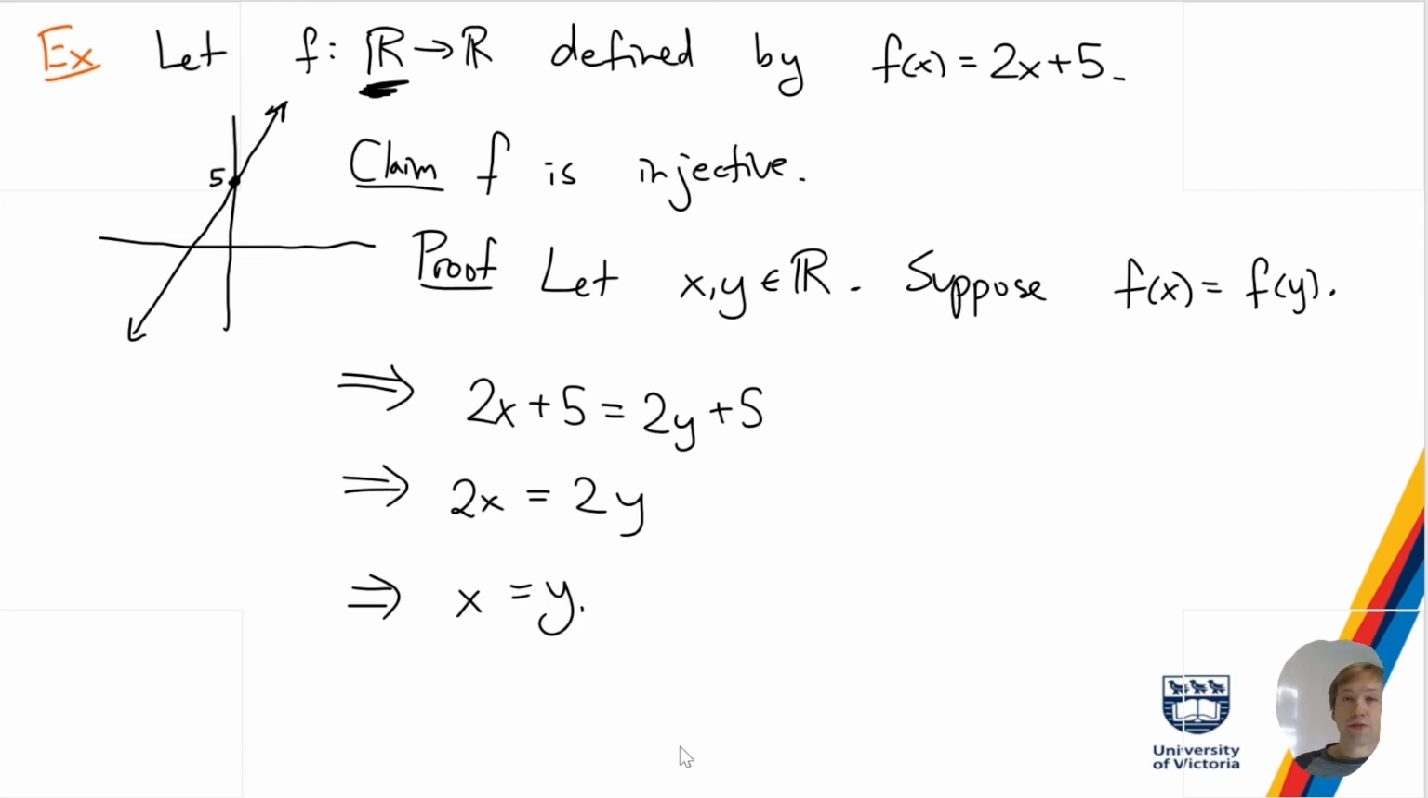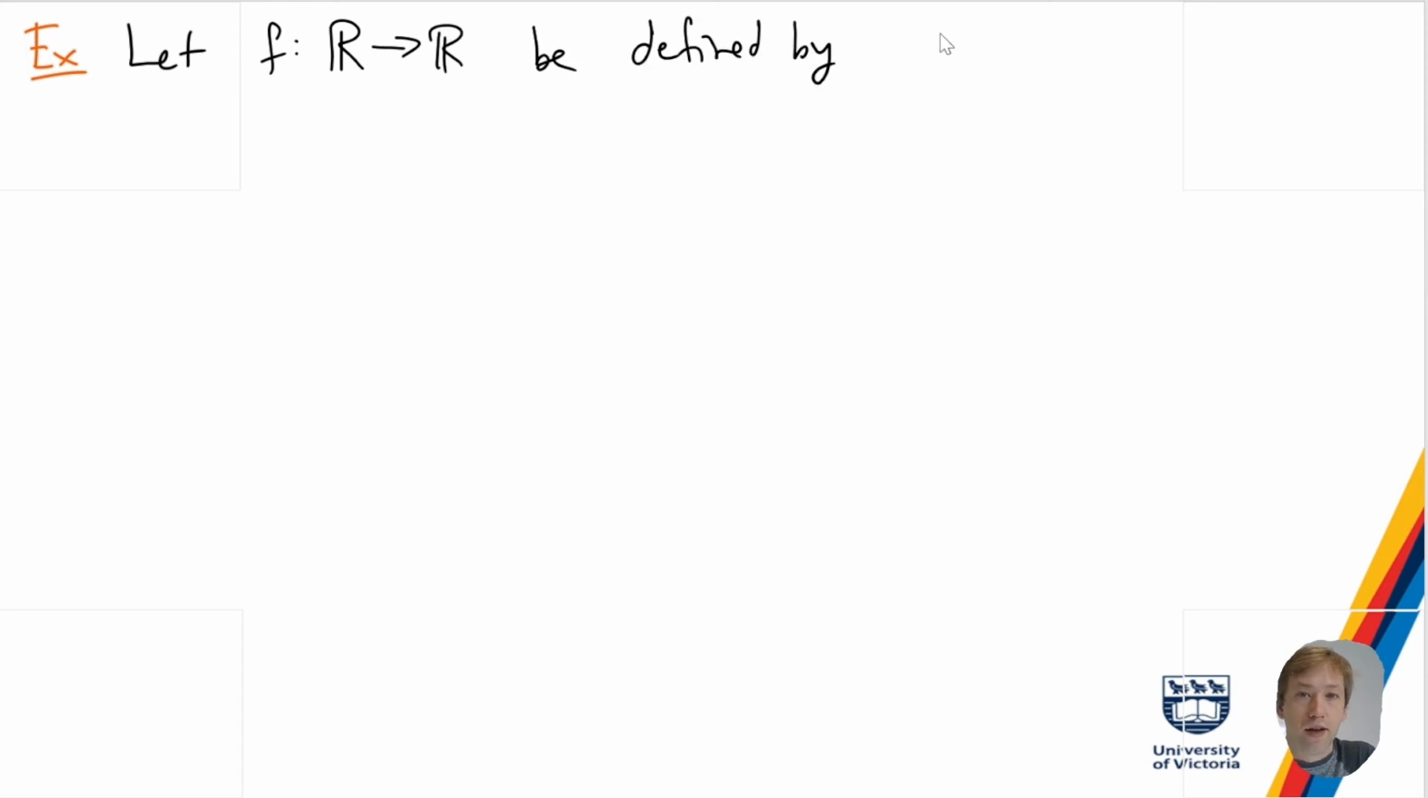So what I've demonstrated is that whenever f of x equals f of y, x must equal y. Okay, so that actually proves that this function f is injective. Okay, let's look at an example of a non-injective function. So let f be the function from the reals to the reals defined by f of x equals (x plus 4) squared.